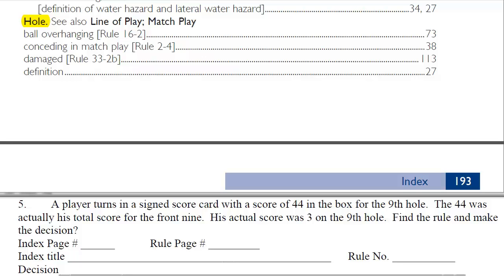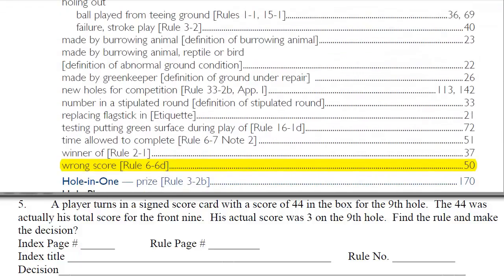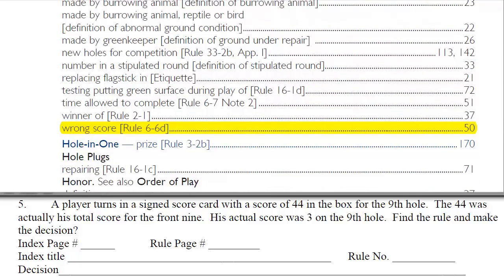I found this one in 3 places in the index. We'll start first under hole because we have a wrong score for a hole. So under hole, there actually is wrong score. That's on page 193, and it directs us to page 50. The rule number would be 6-6D.